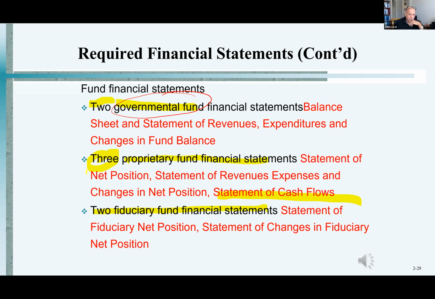And sometimes I just feel like maybe they had a little too much brandy, and came up with some of these things that maybe exceed their usefulness in terms of being able to see what's going on with a particular entity. But anyway, they decided statement of cash flows would be useful for the proprietary funds, and I can see the logic somewhat behind that.